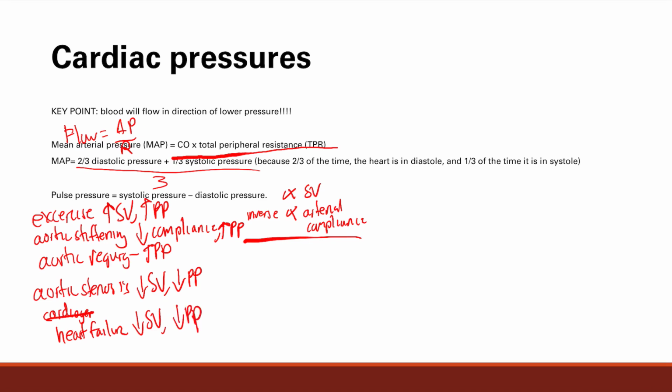So you don't have to memorize any of this. You just have to understand how each of these pathologies changes either stroke volume or arterial compliance. So these are the two things you want to think about: stroke volume and arterial compliance. You will be able to predict how pulse pressure will change. And this might be important. You might be asked about this. So that's it for our cardiac pressures.